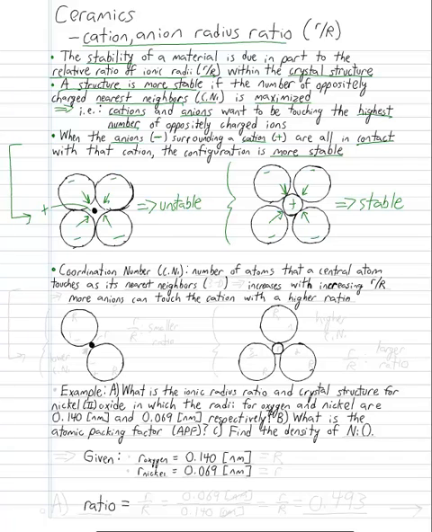Moving below, the coordination number, or Cn, is the number of atoms that a central atom touches as its nearest neighbors. This is in 3D. And this coordination number increases with increasing little r to big R ratio. An easy way to think about this: more anions can touch the cation with a higher ratio.